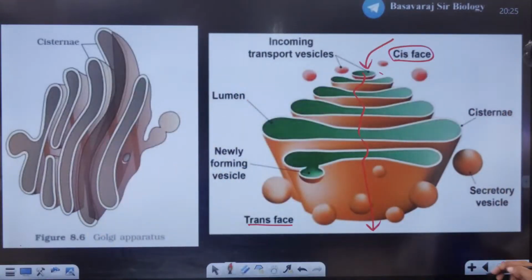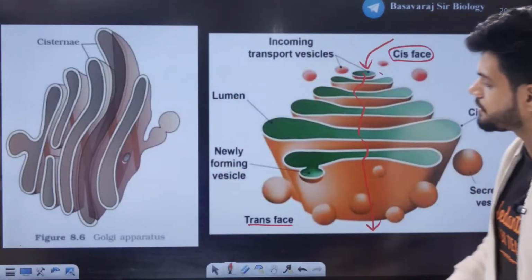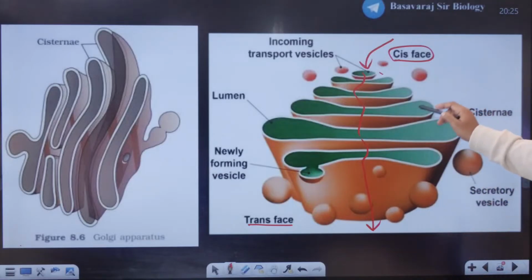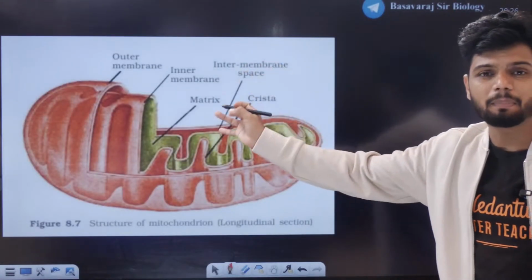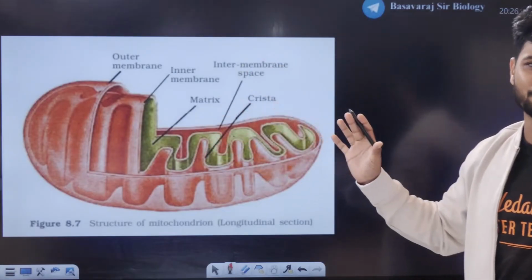So this is the cis phase and trans phase, cis and trans. And these foldings, can you see, are called cisternae. Now this is an example of a typical double membrane structure called mitochondria.